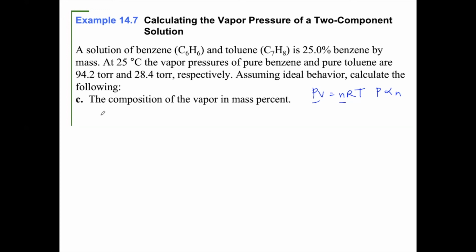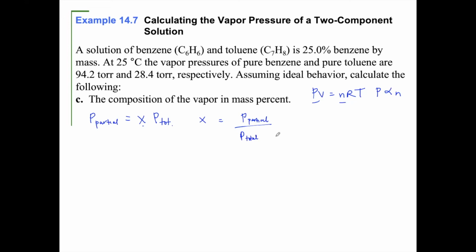Remember from chapter 6 that the law of partial pressures, and this is actually a formula from this chapter too, but this is the way it was written in chapter 6: the partial pressure of a gas is the mole fraction of that gas times the total pressure. So the mole fraction of that gas, if you wanted to find it, you would be dividing the partial pressure by the total pressure.